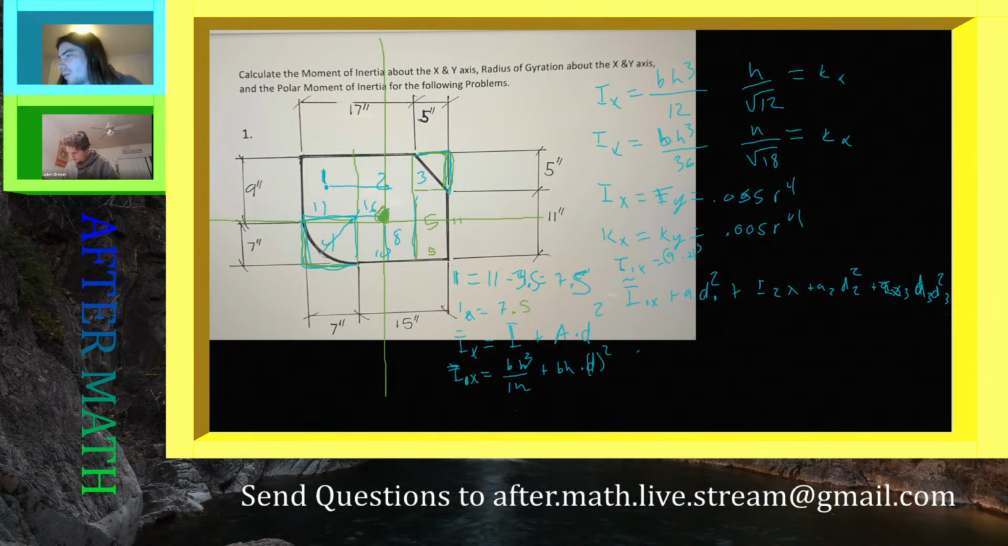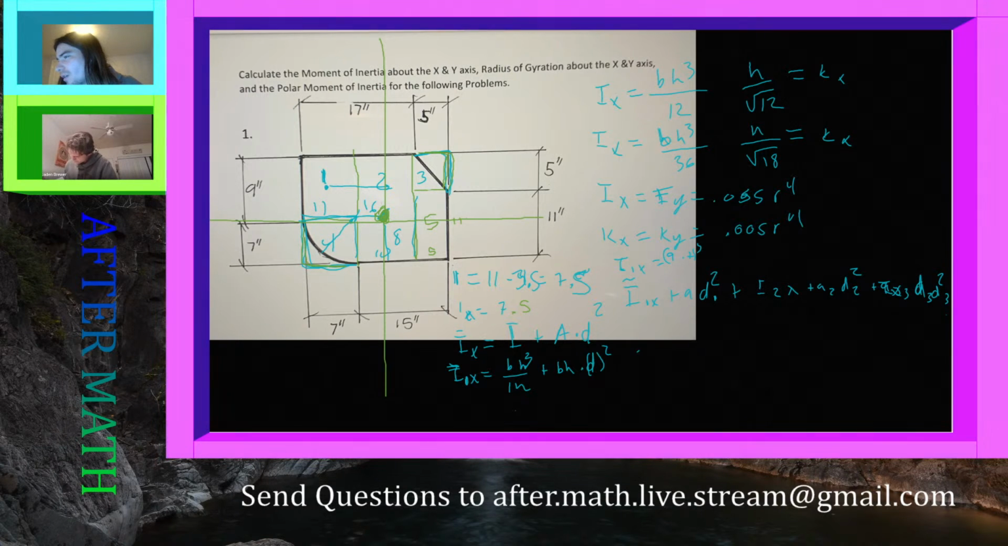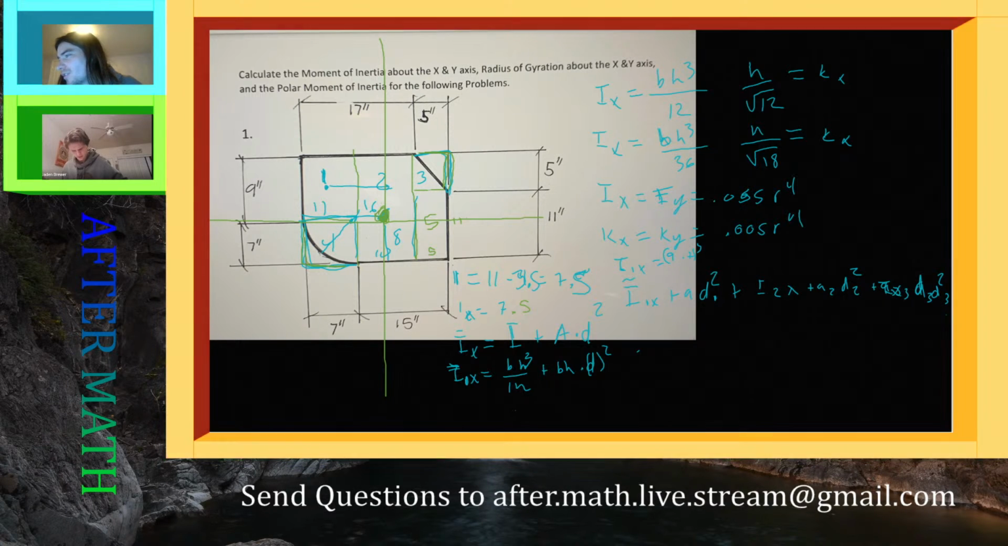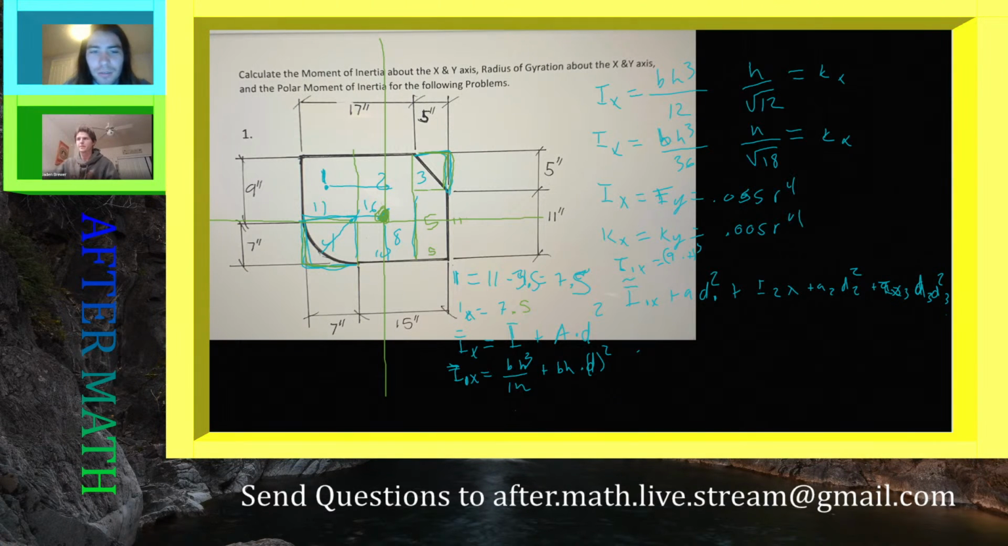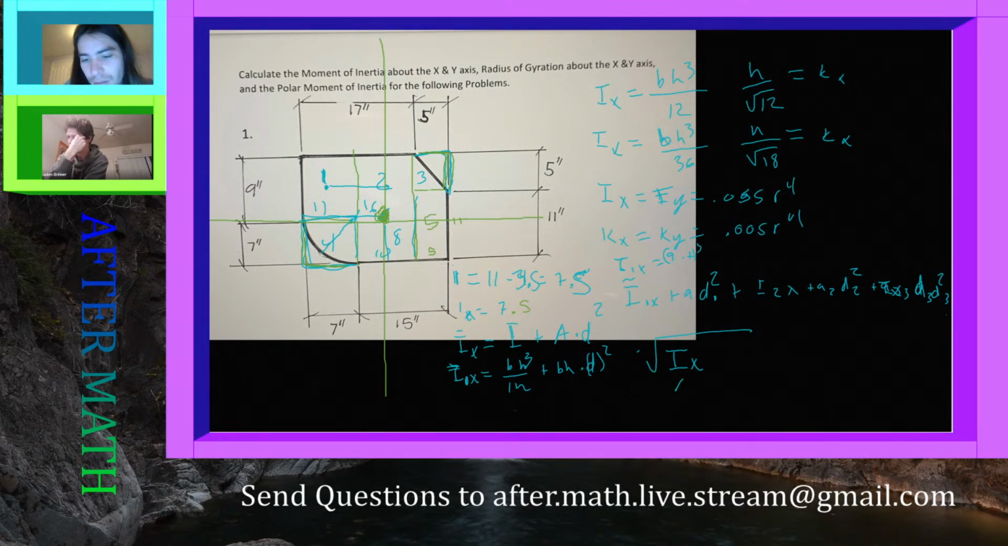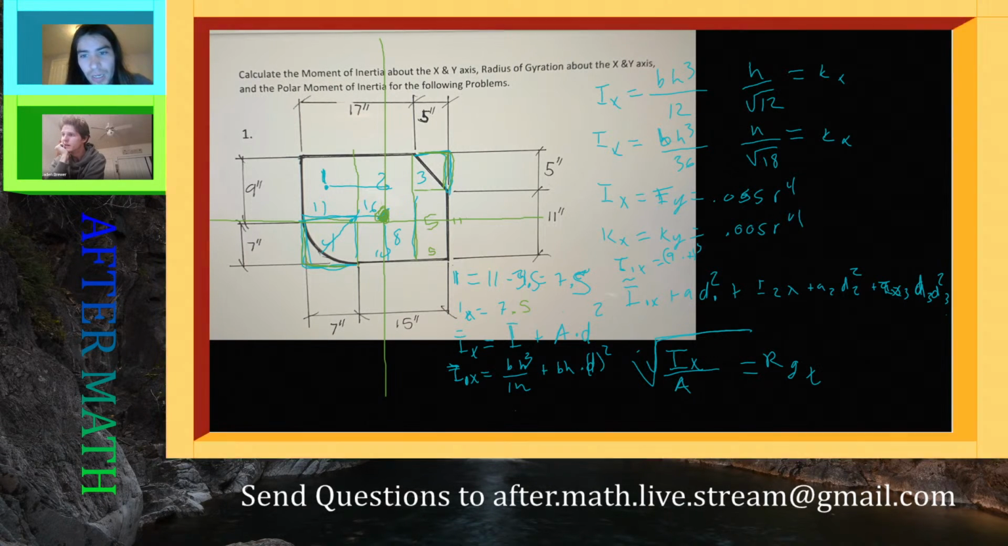Okay. The radius of gyration about the x is defined as I of x equals k x squared times area. Okay, so ready for this, Jaden? It is going to be the square root of the moment of inertia divided by the area. So R G x equals the square root of I x divided by A. Okay, and that makes sense.